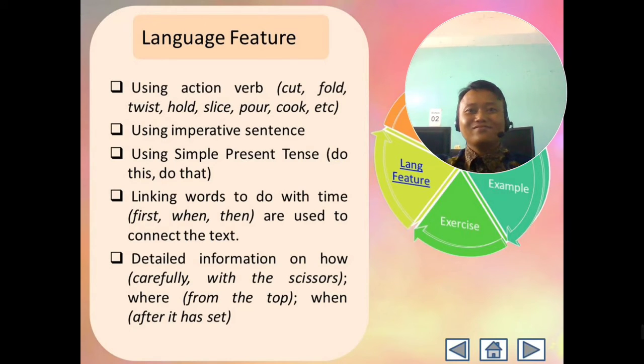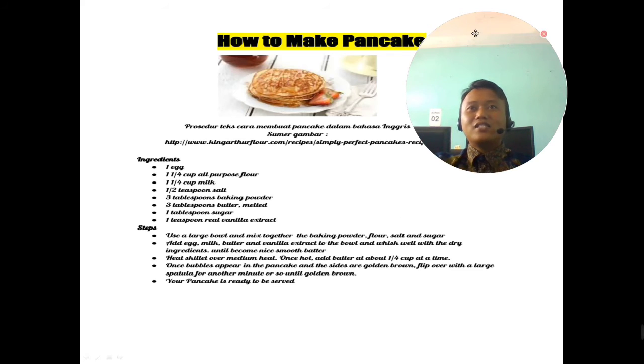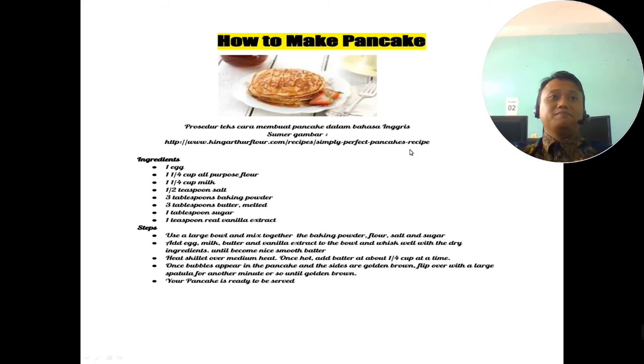Okay, let's see the example in this recipe. First of all, you can see the title, how to make a pancake. It is the generic structure. It is the goal, on how you can make a pancake. I would like to make a pancake. So how can we make a pancake? I can make a pancake, and I would like to share with people how to make a pancake. So the goal of this text is making a good pancake based on my recipe or based on some recipe.